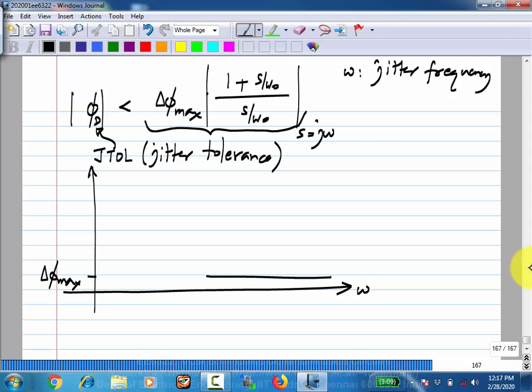And this makes sense. Essentially it says that if the data is jittering at a very high frequency, then the clock is not tracking at all. In fact, the clock is not moving at all. So then it says that the data jitter cannot be more than delta phi max, because the clock is not moving, only data is moving, it can only move by delta phi max. Okay. Now what happens at lower frequencies?